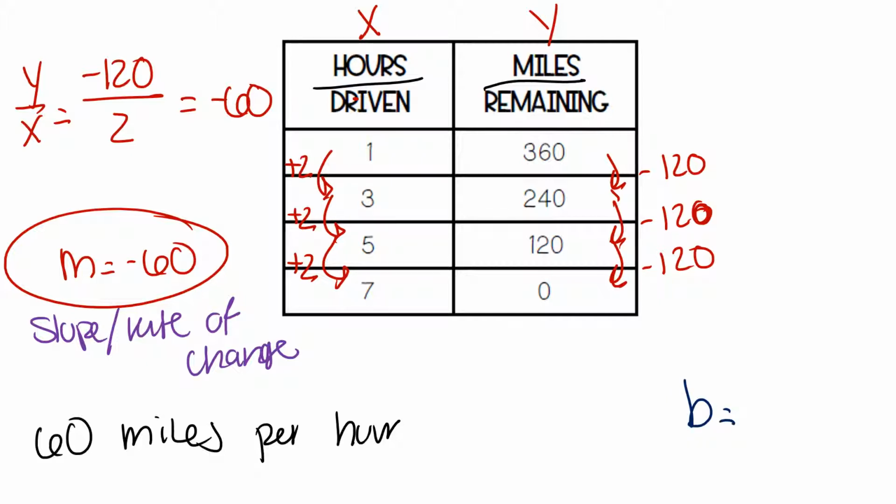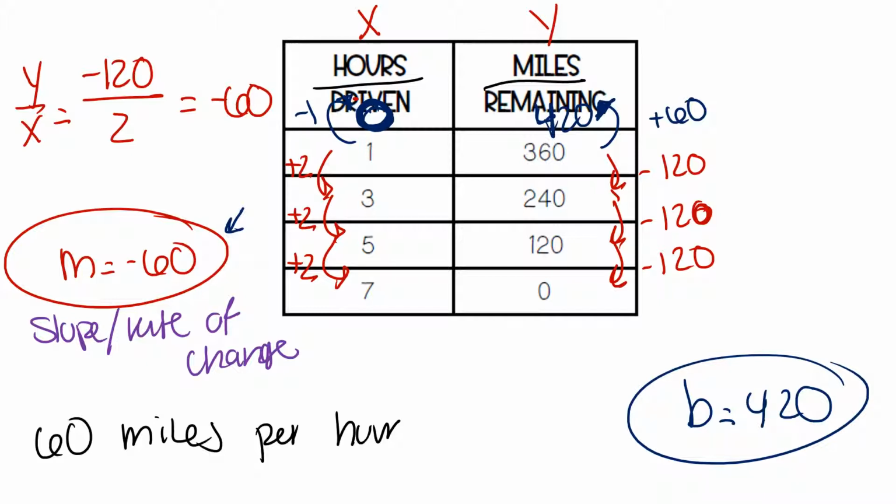Now our b value needs to start at 0. There are no zeros in the x column, so we have to work backwards. Remember, we go back one at a time. So 1, going backwards 1, is going to put us at 0. That's where we need to be. So on the other side, we're going to use our answer that we got, the 60 miles an hour. So we're going to go backwards 60. Starting at 360, going backwards 60 is going to put us at 420. Our b value is 420. Remember, b stands for the initial value, also called the y-intercept.